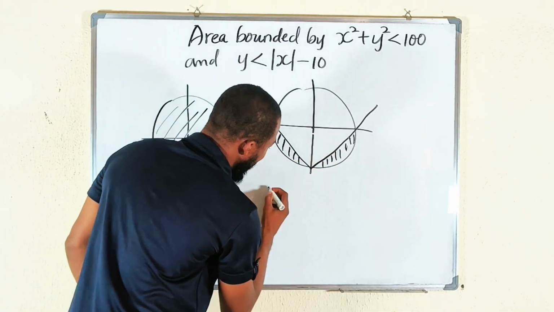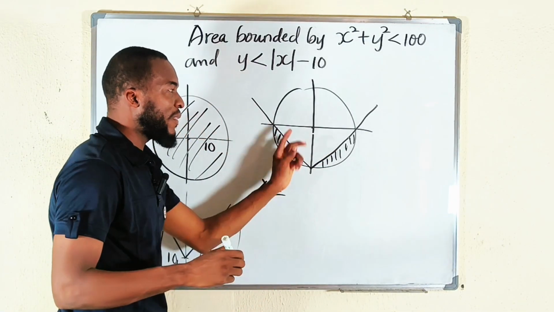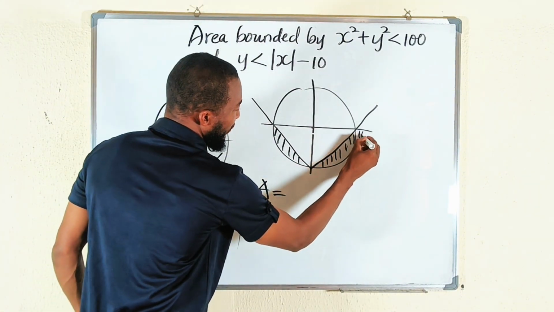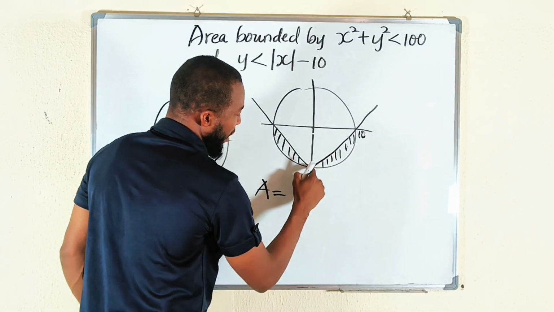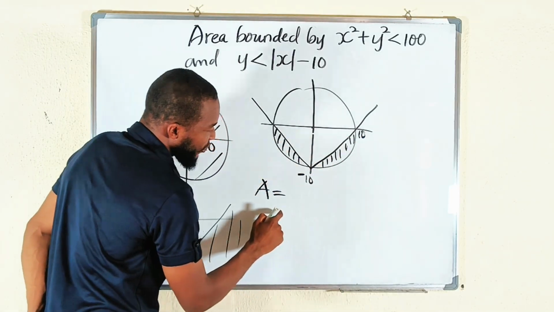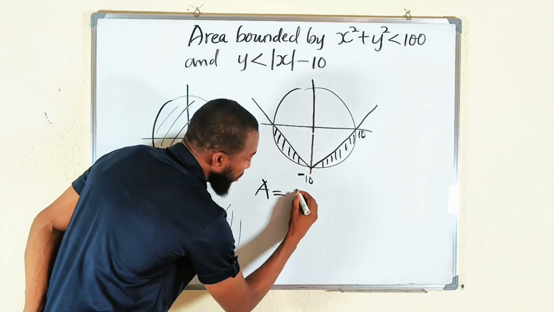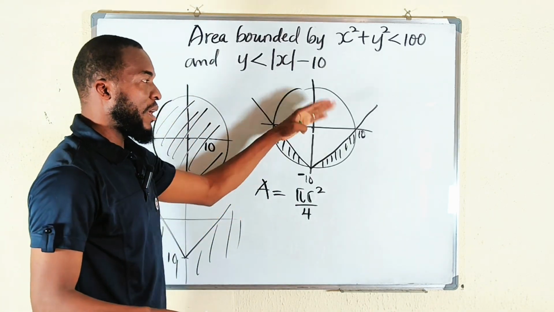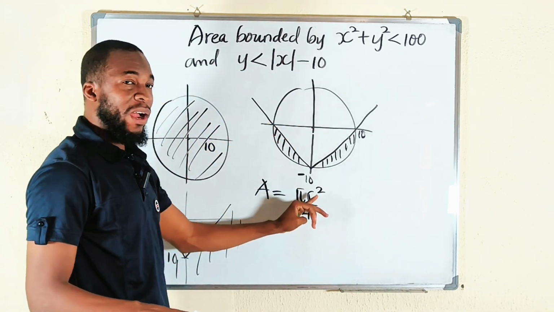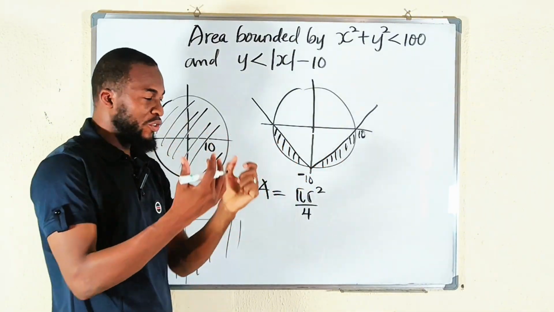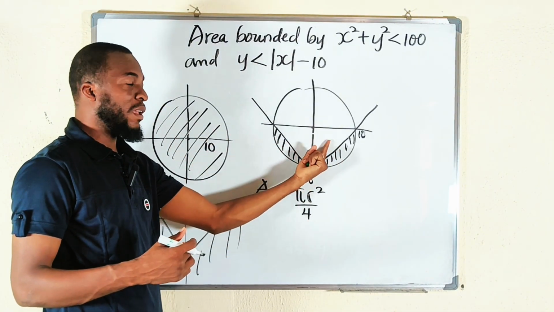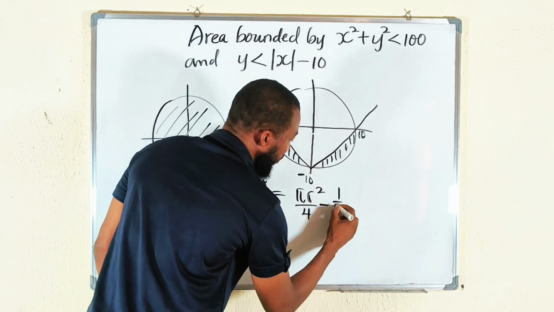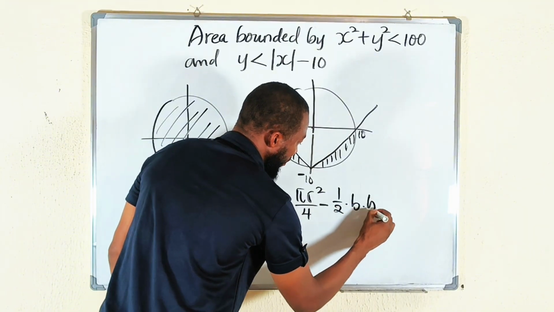So let's start by finding the area of this segment. It is going to be the area of the sector minus the area of that triangle. For the area of the sector, remember this is 10, and this is negative 10, from here to here, so the radius is 10. What will be the area of the sector? It is going to be pi r squared divided by 4. The total area of a circle is pi r squared, but because we are talking about only one region, you have to divide by 4 because this is a quarter circle. Then minus the area of the triangle, which is half the base times the height.